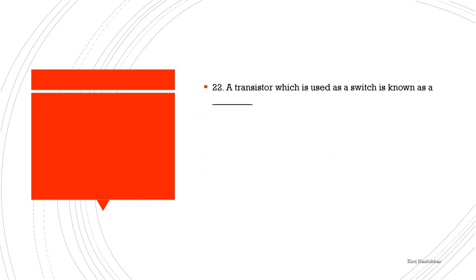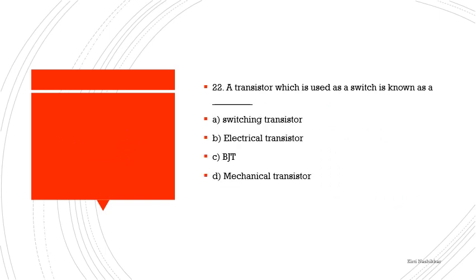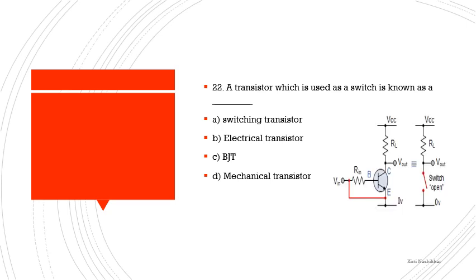A transistor which is used as a switch is known as a: switching transistor, electrical transistor, BJT, or mechanical transistor. This type of transistor is called the switching transistor.